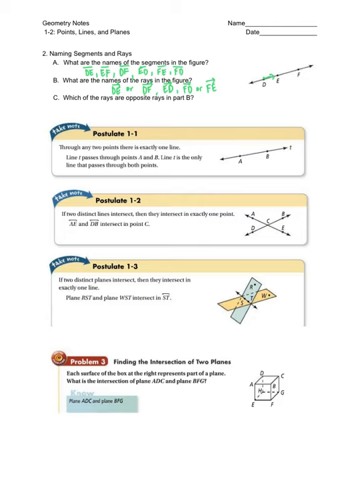And then C finally says which of the rays are opposite rays in part B. So our opposite rays, they have to start at one point and go in opposite directions forever. So we have to use the middle point. So which point is that? That would be point E. So the two opposite rays are ED and EF. Notice how they're going in opposite directions but using the same start point.